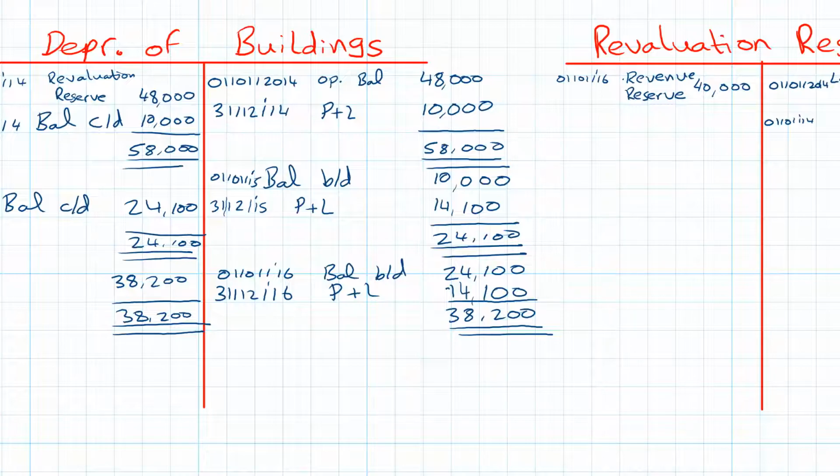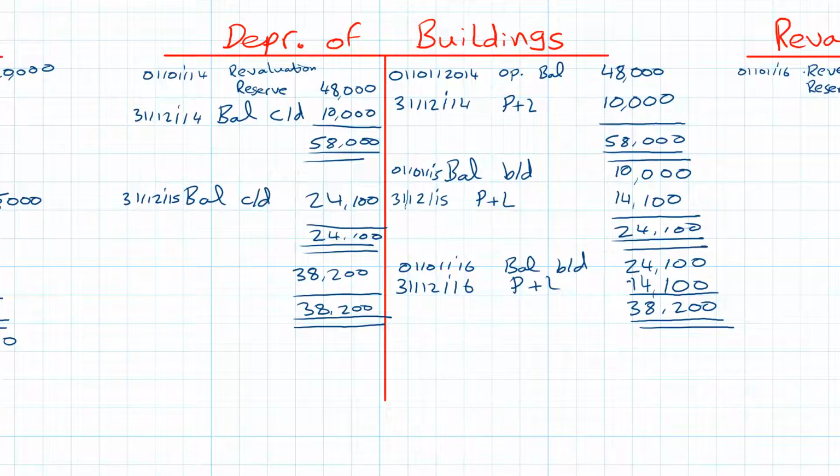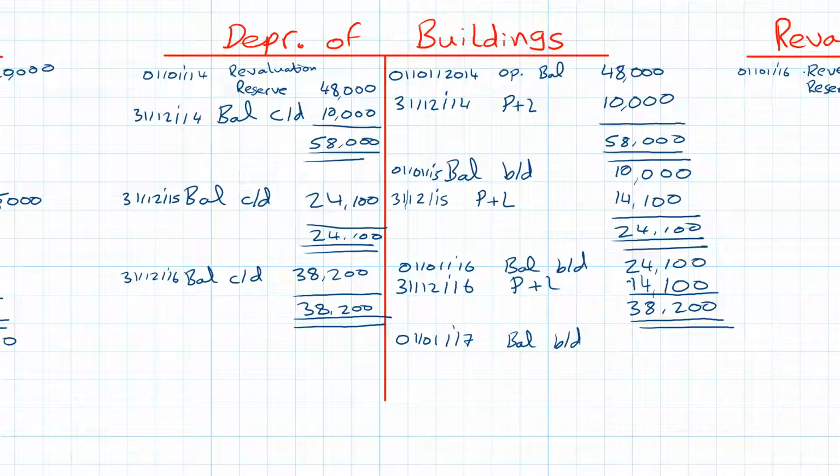So this is going to be, we're calling for the balance. So this is balance carried forward, again, the very end of the year. So it's going to be your opening balance for 2017. So we're bringing it down. So it's being brought down, 38,200.